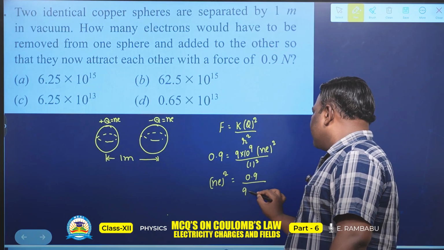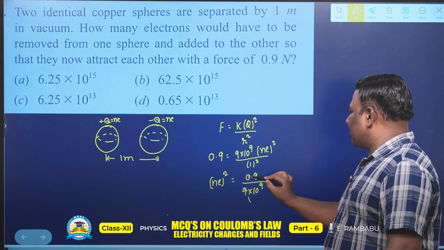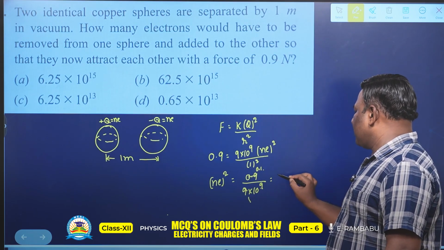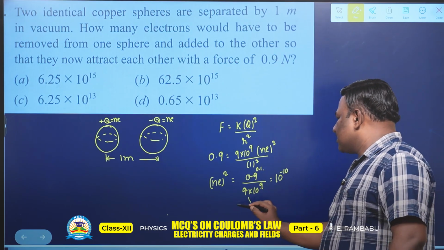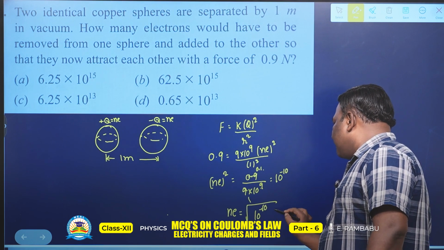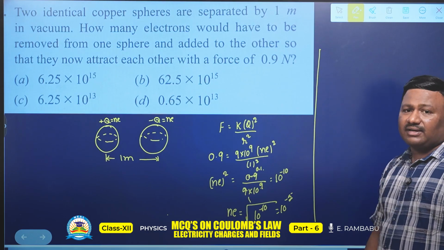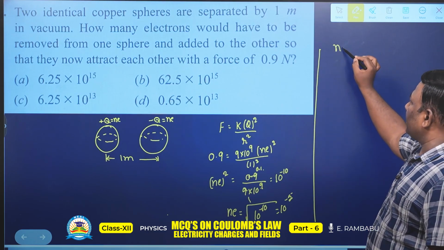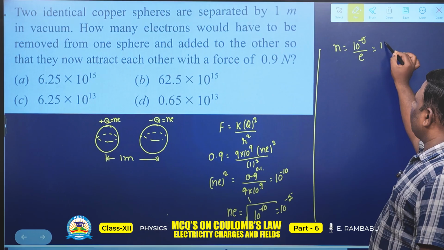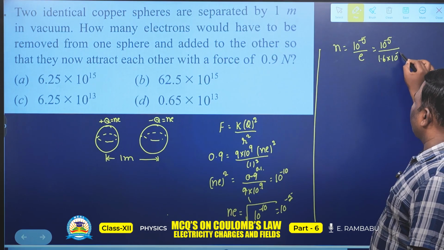0.9 divided by 9 into 10 to the power 9. Simplifying this, 9 ones are 9, 1s. Taking 10 to the power minus 9 from the denominator to the numerator, it is 10 to the power minus 1, total 10 to the power minus 10. So finally, Ne is equal to root of 10 to the power minus 10, which is equal to 10 to the power minus 5. But the question is, we need to calculate the number of electrons. N is equal to 10 to the power minus 5 by the charge of the electron, 1.6 into 10 to the power minus 19.